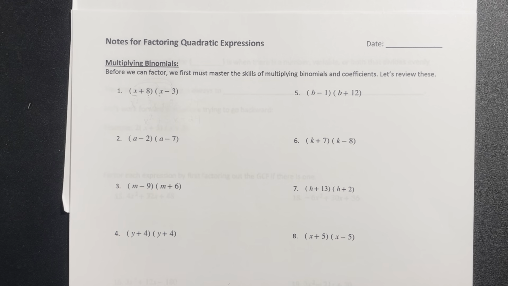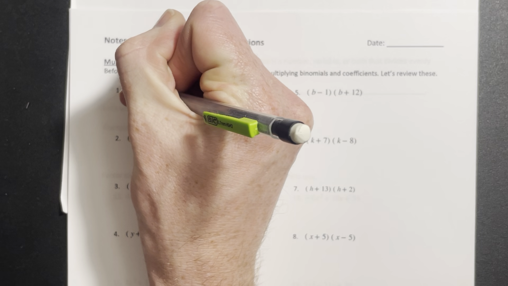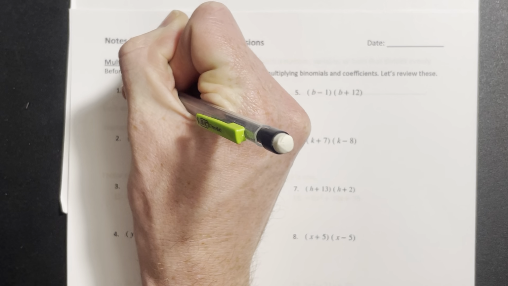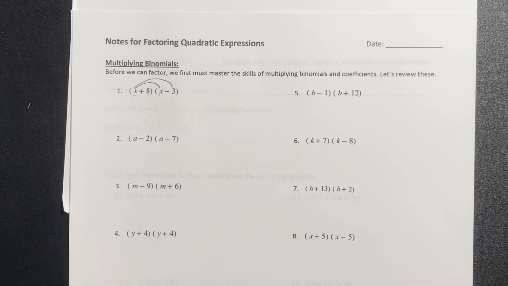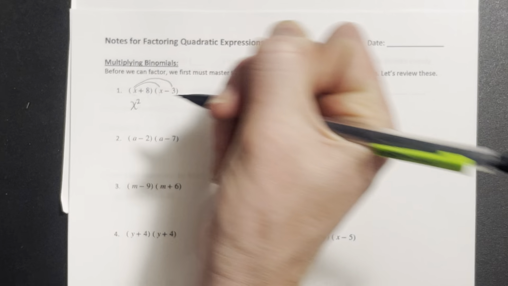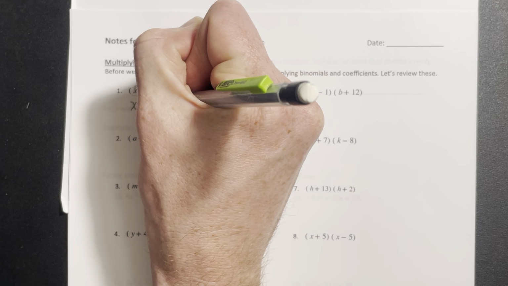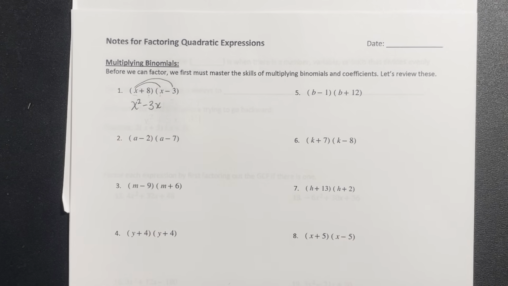To multiply, we start with distributing. So we're going to distribute the x in the x plus 8 to the whole binomial x minus 3. That x times x would be x squared. X times negative 3 would be negative 3x, or minus 3x.